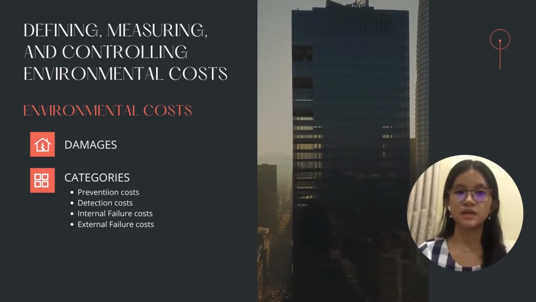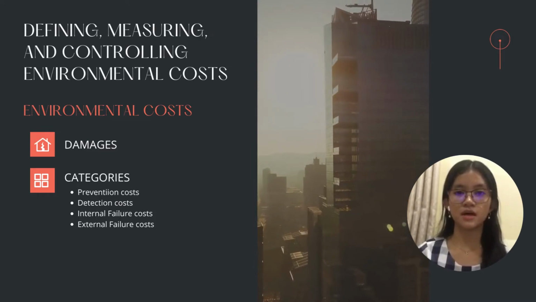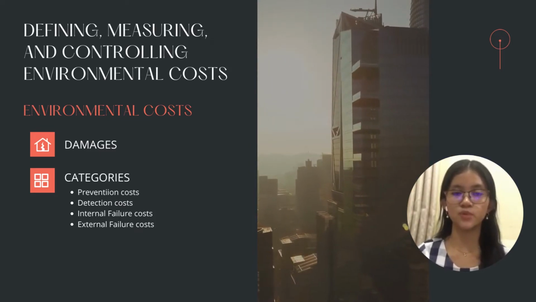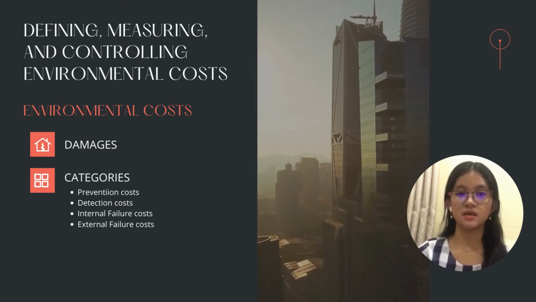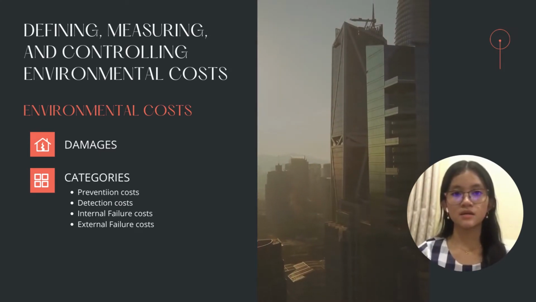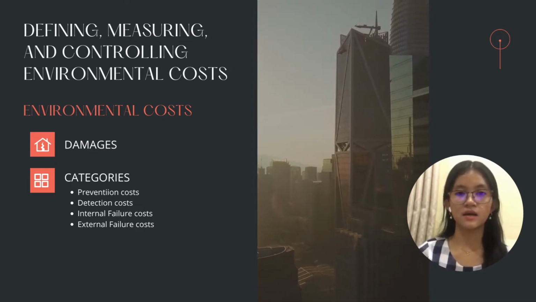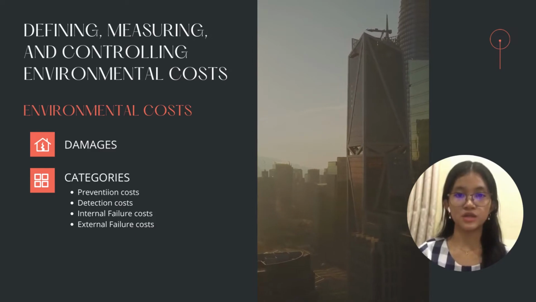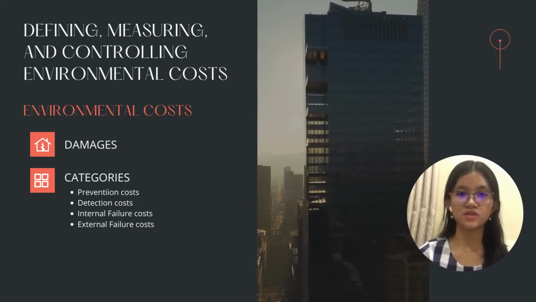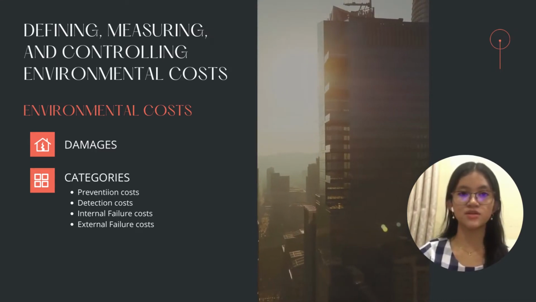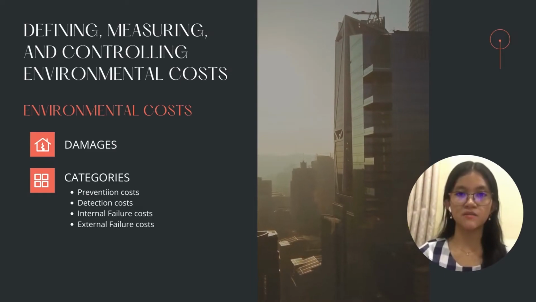Defining, measuring, and controlling environmental cost. Environmental costs are the costs incurred because poor environmental quality exists or may exist. Damages include direct degradation of the environment and indirect degradation, like unnecessary usage. Next are the categories. First, we have prevention. Second, detection cost. Third, internal failure cost. And fourth, we have the external failure cost.